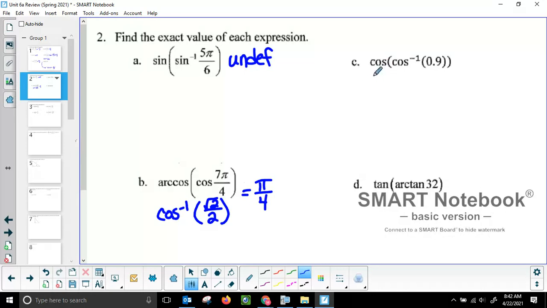All right, letter C, we have cosine of the inverse cosine of 0.9. We want to do the inside first. So we're looking at the inverse cosine. Inverse cosine and inverse sine have a domain of -1 to 1. Is 0.9 between -1 and 1? Sure is. That means these things just cancel out, and this just equals 0.9.